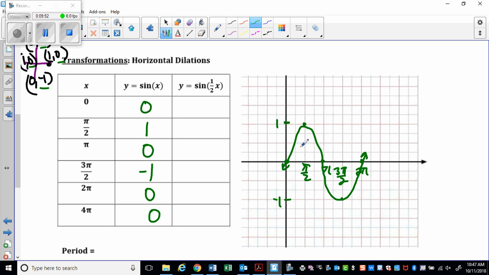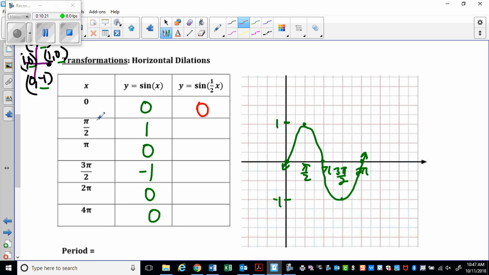Now let's look at sine of 1/2 x. Okay, well, the easiest thing to do is just use my chart. When I substitute in 0 into the x, I get 1/2 times 0. Well, that's still 0. So sine at 0 is still 0. Let's use this color.